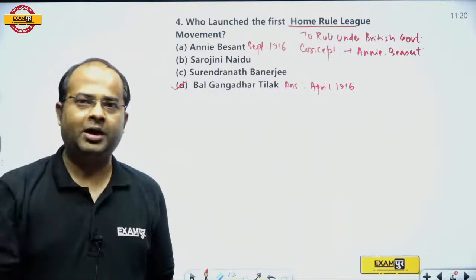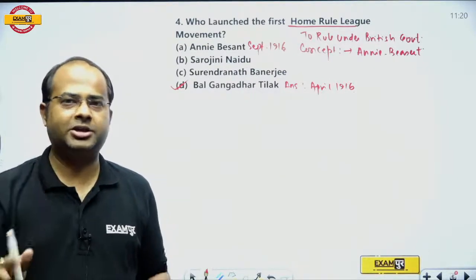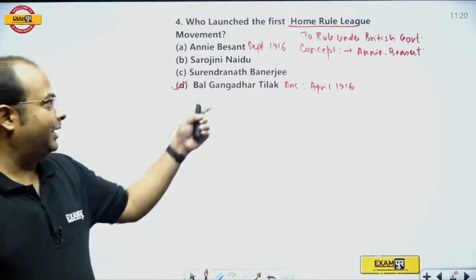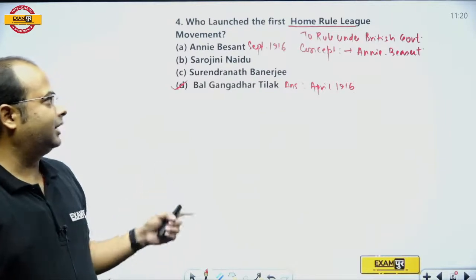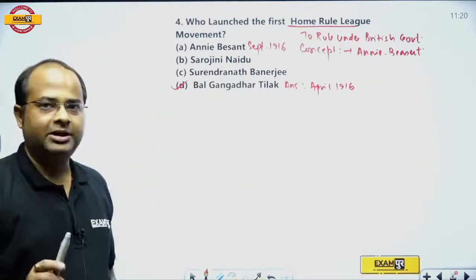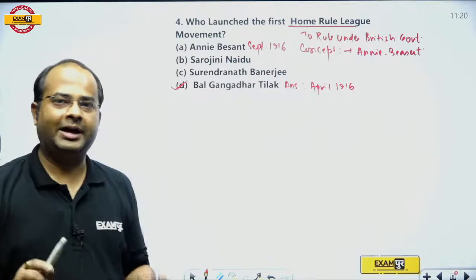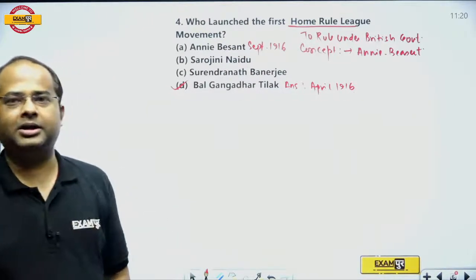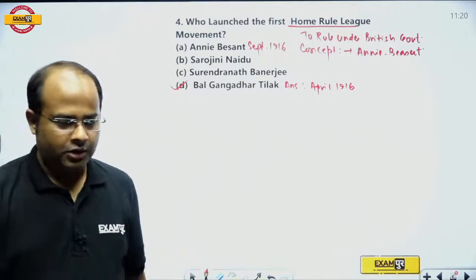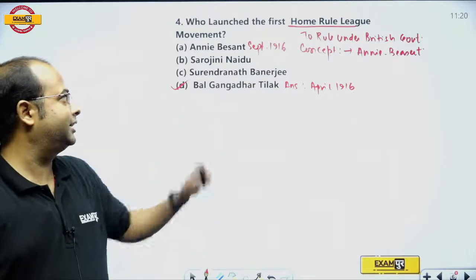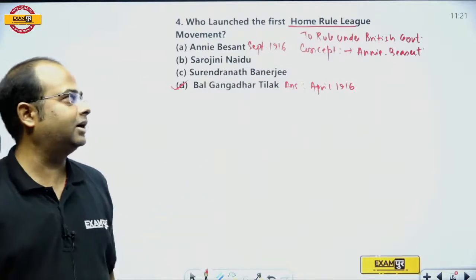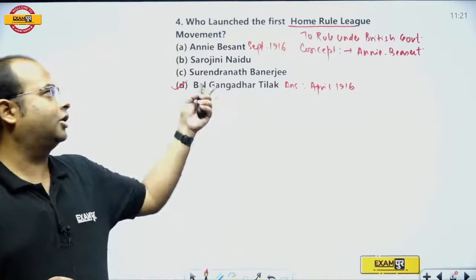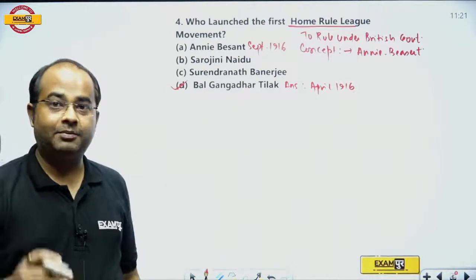So in April 1916 it was started by Bal Gangadhar Tilak, and in September 1916 it was started by Annie Besant. Annie Besant started from Adyar, that is in Chennai, whereas Bal Gangadhar Tilak started from Karnataka. So the correct answer will be, guys, option D, that is Bal Gangadhar Tilak. And home rule means to rule under the British government, and the concept was introduced by Annie Besant in India.